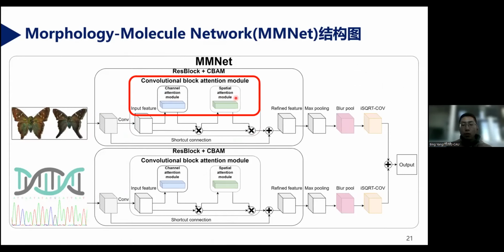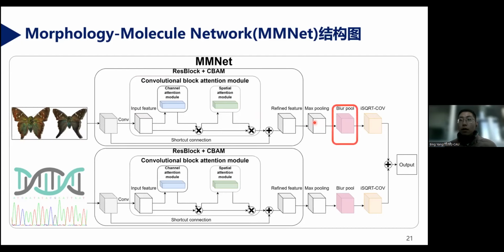And this is our MMNet morphology molecule network. On the upper part is an input of images, and sequences on the lower end. The input data passes through the convolution layer to obtain the extracted features and then is sent to the channel module to focus on the meaningful input of data.